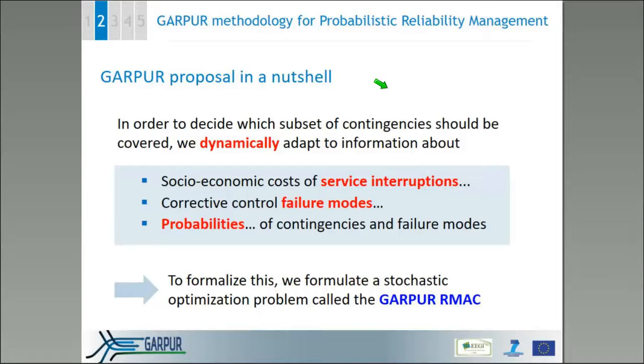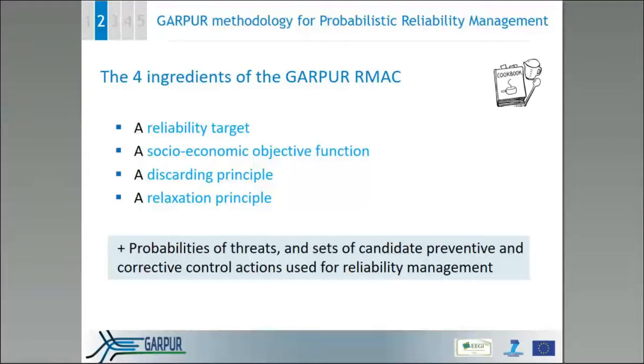So this is the general idea, is to take into account all information that is available in a certain context to adjust in a dynamic fashion the list of contingencies that are to be covered. And this leads to a formal mathematical statement of a stochastic optimization problem that we call the GARPUR RMAC. There are 4 ingredients in this RMAC. First of all, a reliability target.